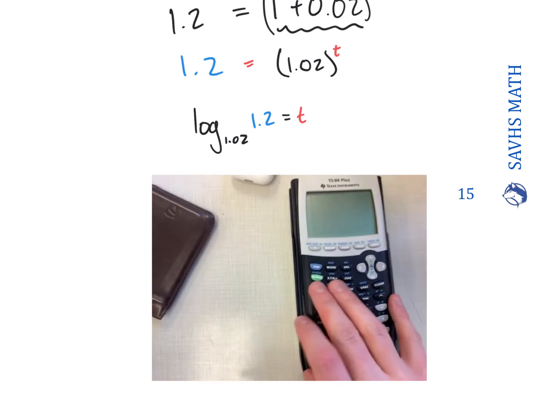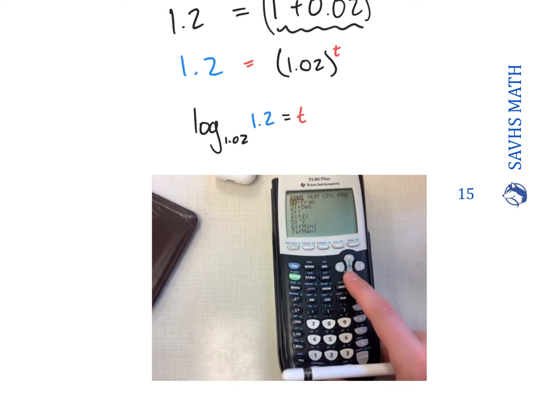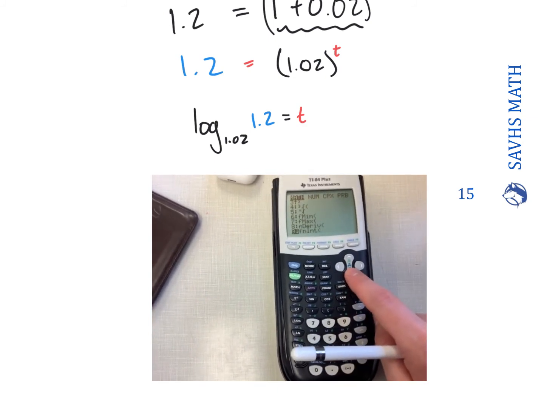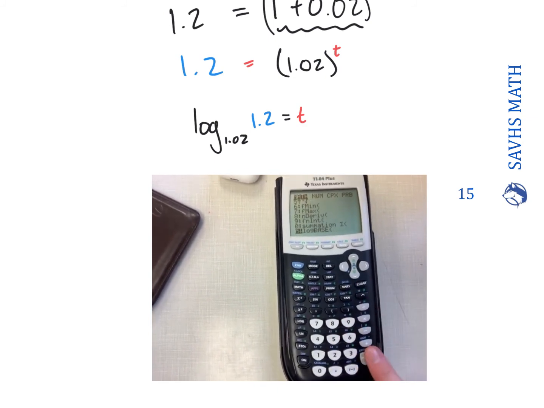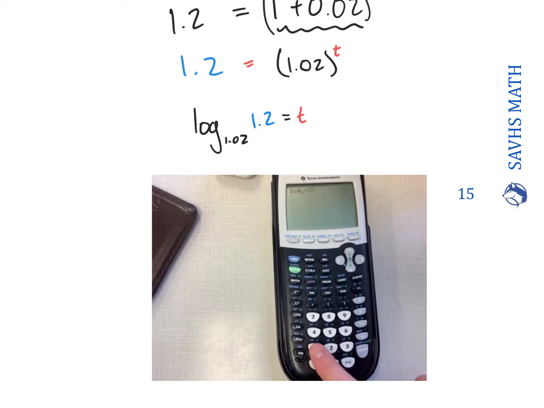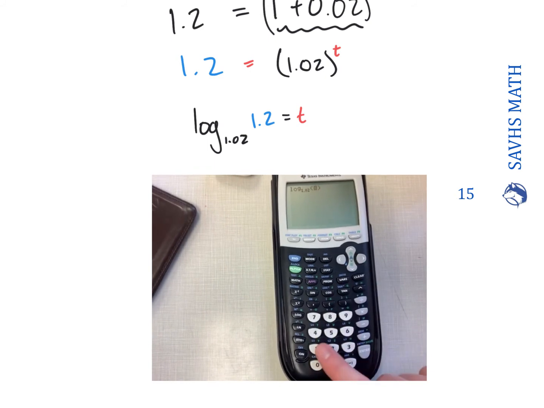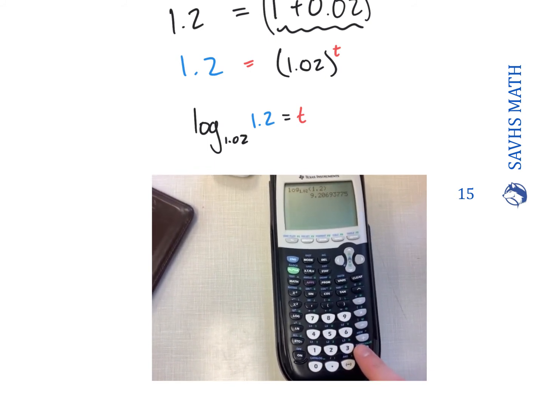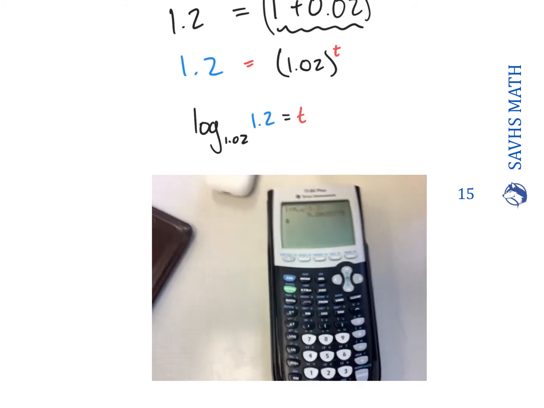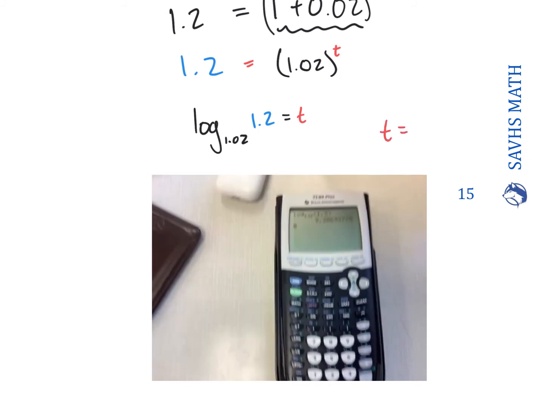I need to find log base, so I'm going to hit math, and then scroll down till I find log base, hit enter, and then I need to put in 1.02 there, and then scroll over and put 1.2 in, and then just hit enter, and that's what my t answer is. So I'm going to write my answer: t equals 9.207 years. So that would be my answer there.